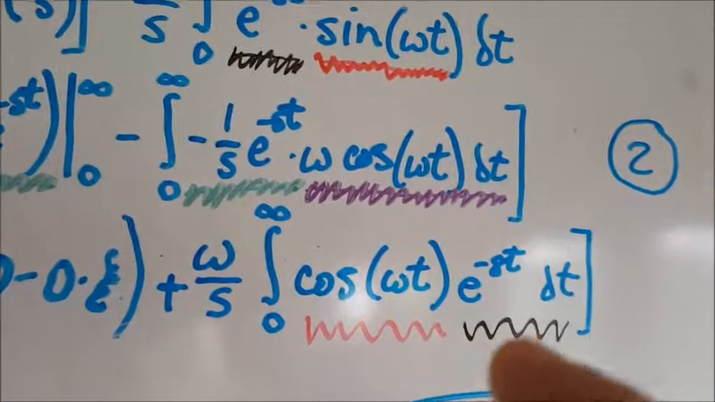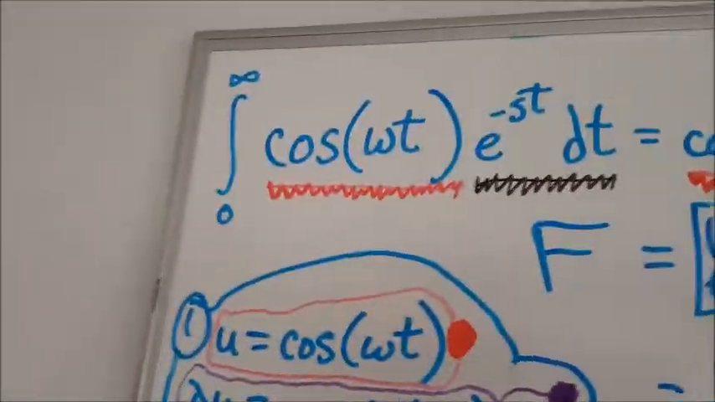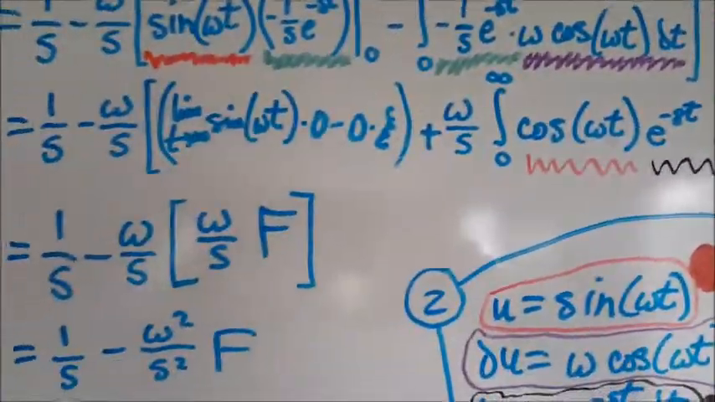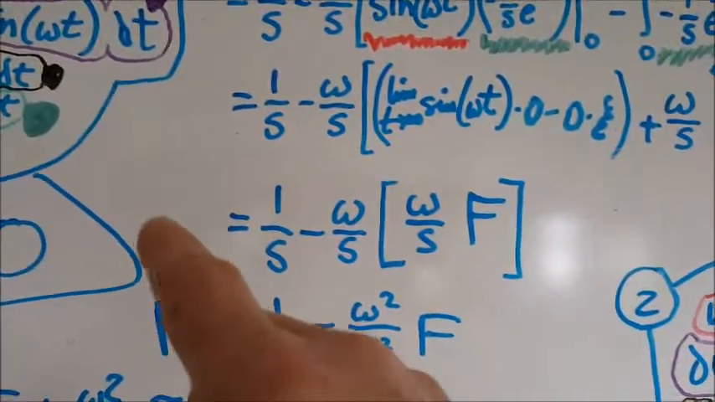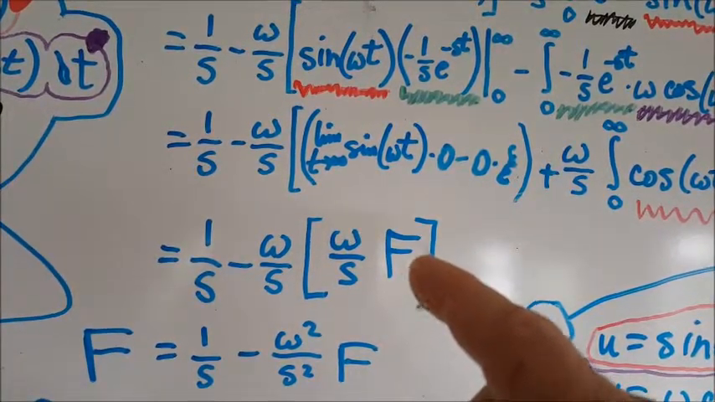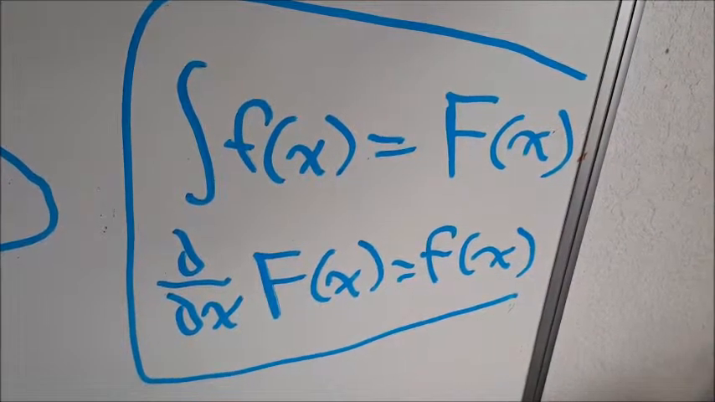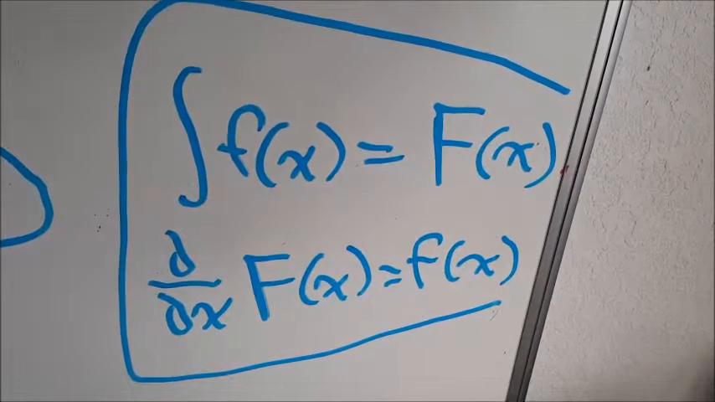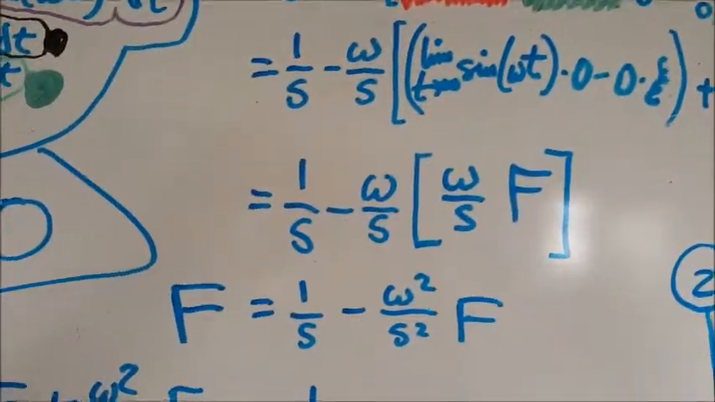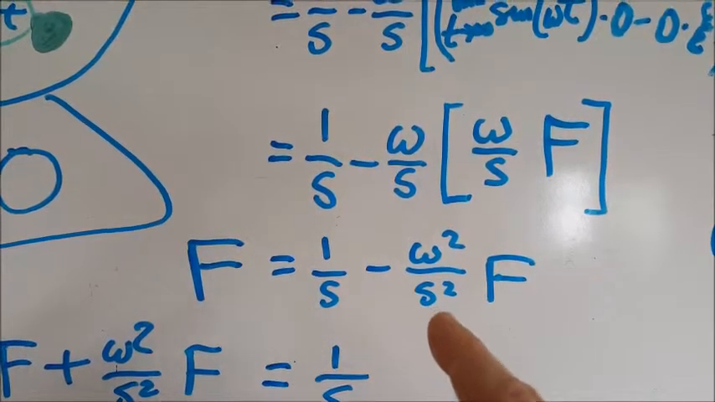From 0 to infinity of all this, and you say, wait a minute, that looks familiar: cosine omega t times e to the negative st dt. That's exactly what we started with. That's our capital F. That's Fred. So now we know what to do with this. Fred over here equals 1 over s minus omega over s times that omega over s times capital F, Fred. As we know, the integral of f of x equals capital F of x, and the derivative of capital F of x equals lowercase f of x. So we have Fred equal to 1 over s minus omega squared over s squared times Fred.